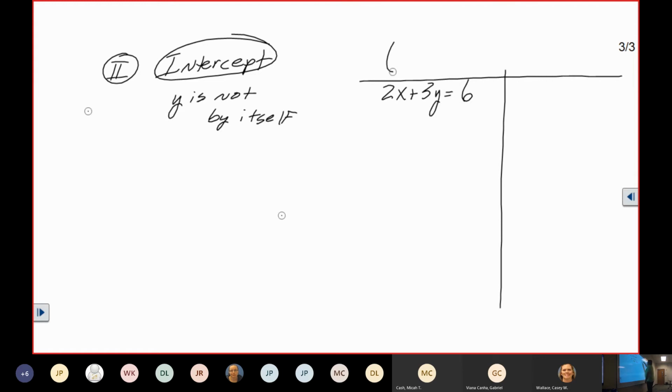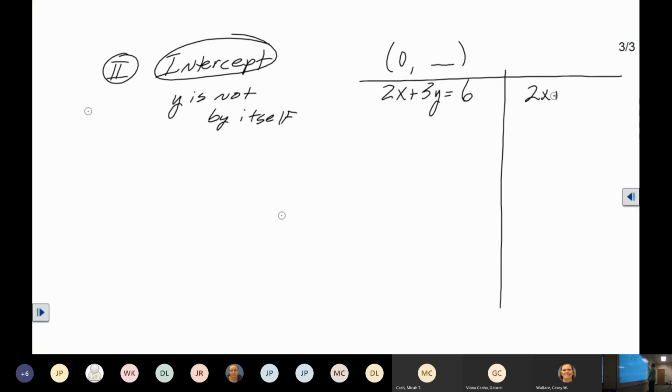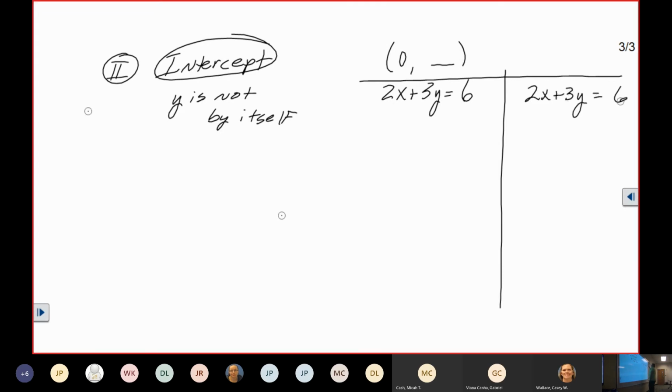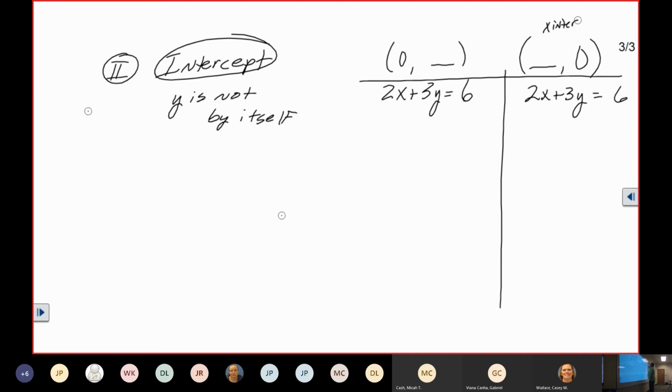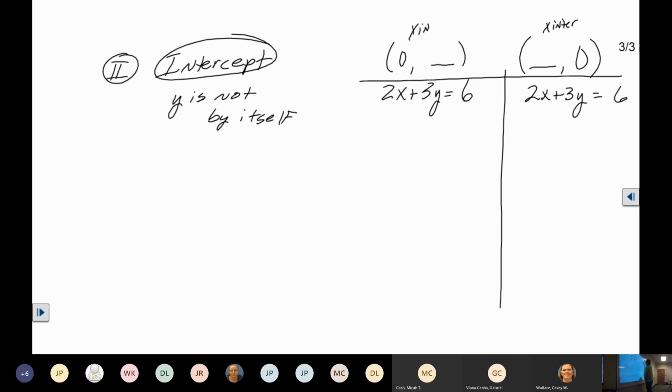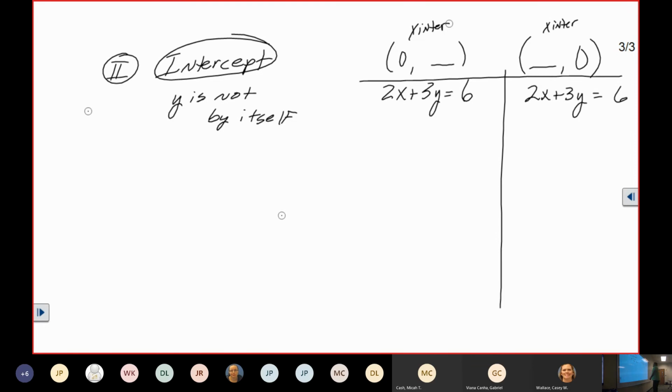We're going to put 0 for x. And over here, 2x plus 3y is equal to 6, 0 for y. 0 for y is our x-intercept. 0 for x is our y-intercept. And that's true in marketing, chemistry, biology, business, physics, math, calculus. If you want the x-intercept, you plug in 0 for y. If you want the y-intercept, you plug in 0 for x.